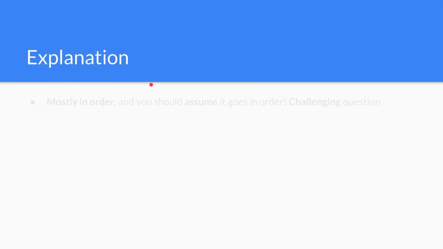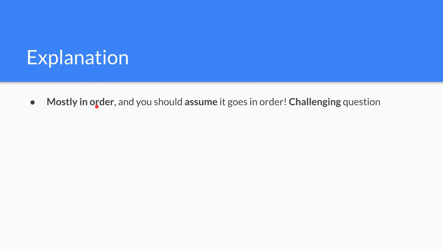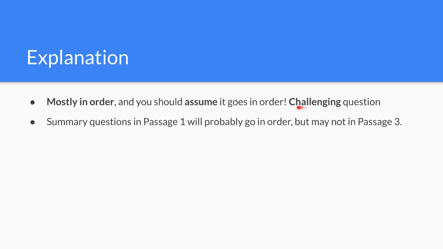So here's a bit more explanation. The questions go mostly in order, and whenever you have a question that goes mostly in order, you should assume that it goes in order. In this particular case, the summary question is a challenging one, so it's best to save it for later on. Now take note that if the summary question happens to appear in passage 1, then it is more likely to go in order. However, if it appears in passage 3, then it's more likely that it may not go in order because passage 3 tends to be more difficult than passage 1.